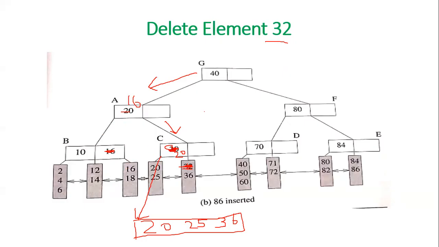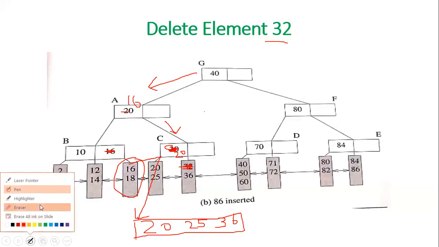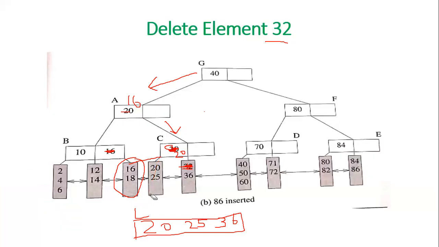Now if you are removing this index, where will the right subtree of 16 go? The right subtree of 16 will now become the left subtree of 20.